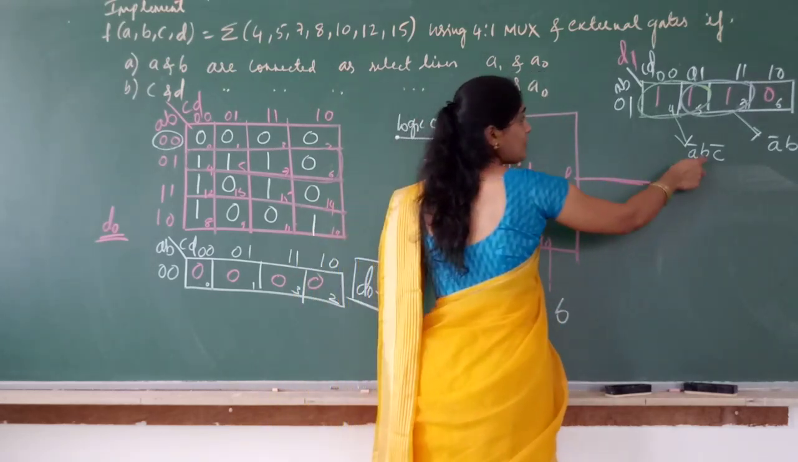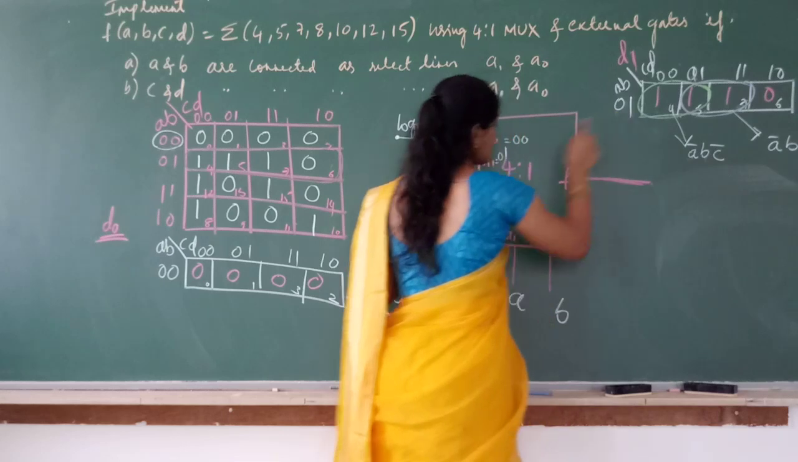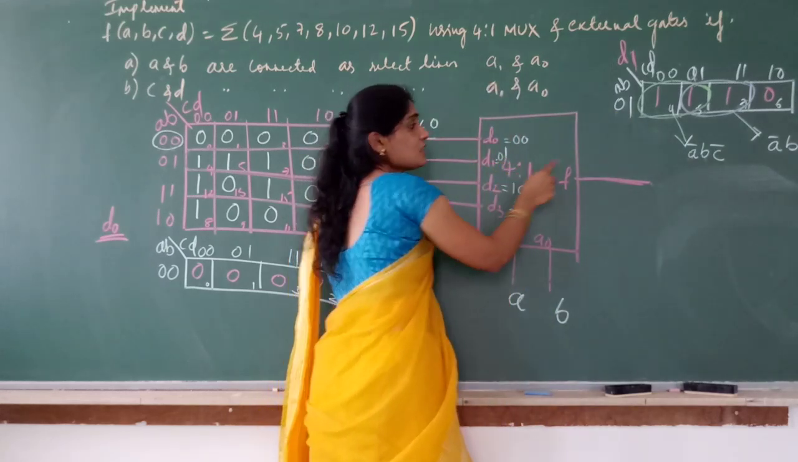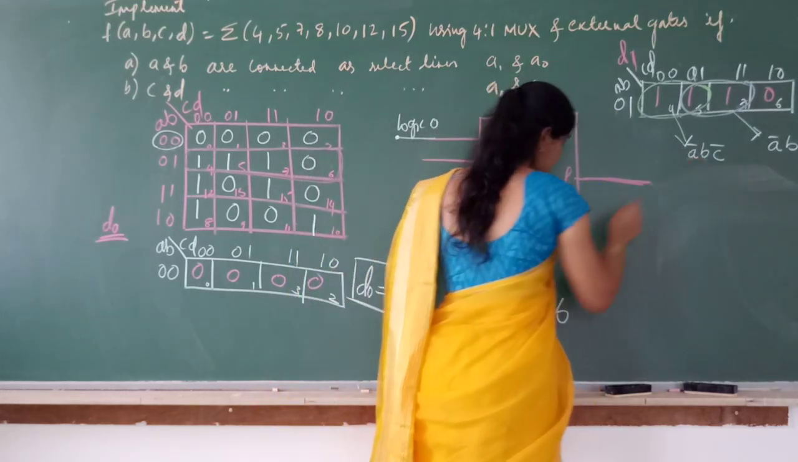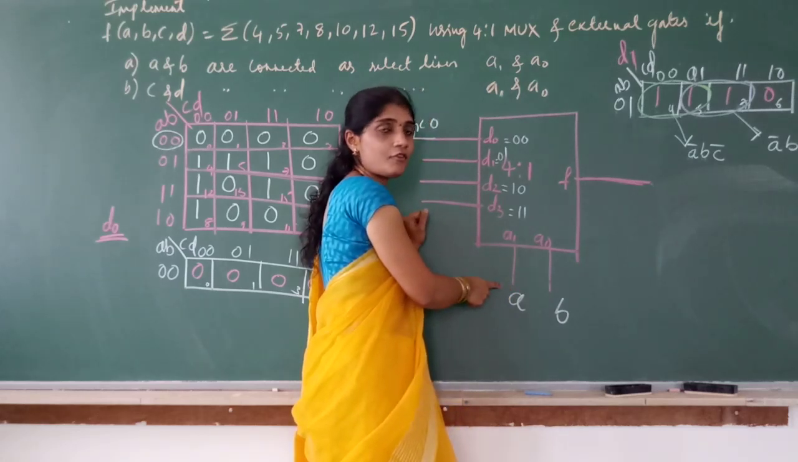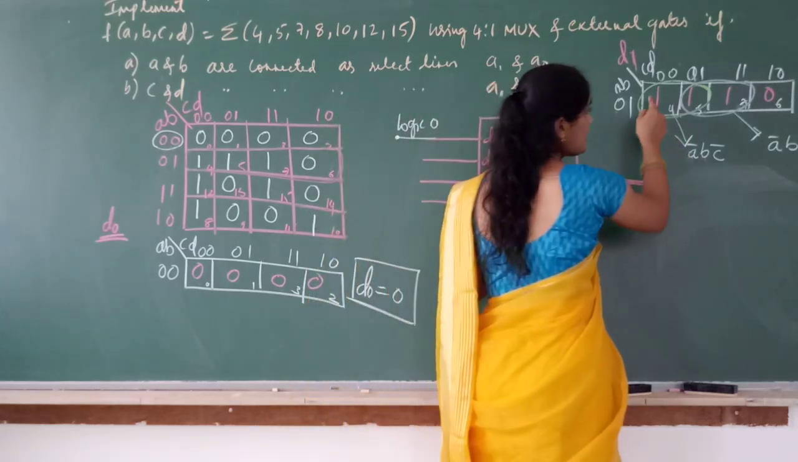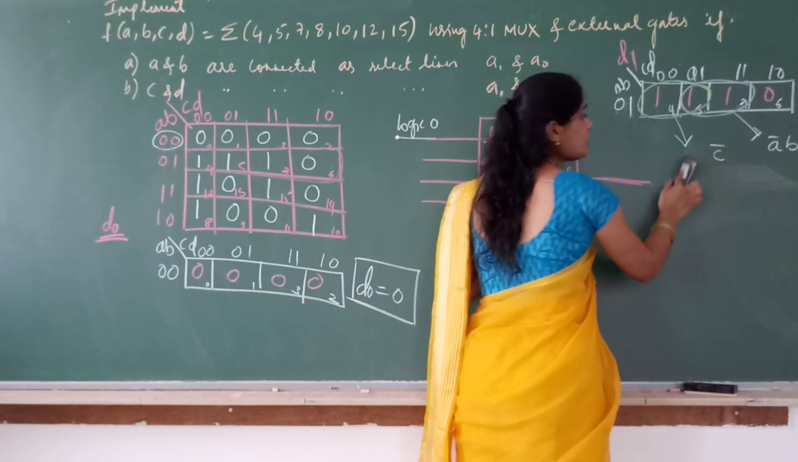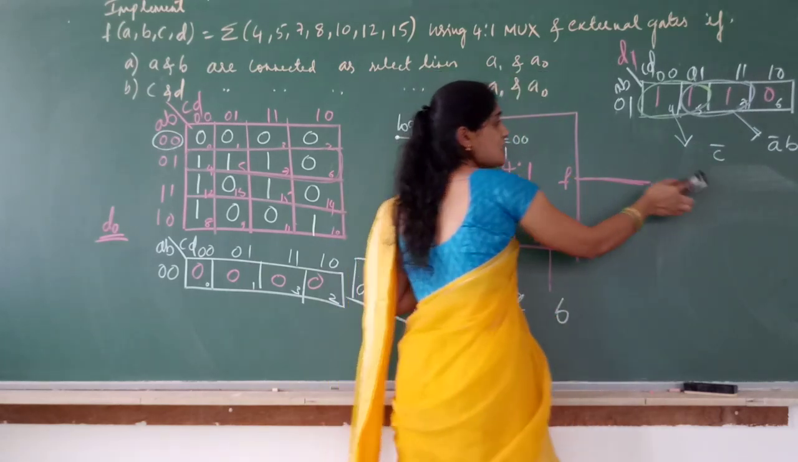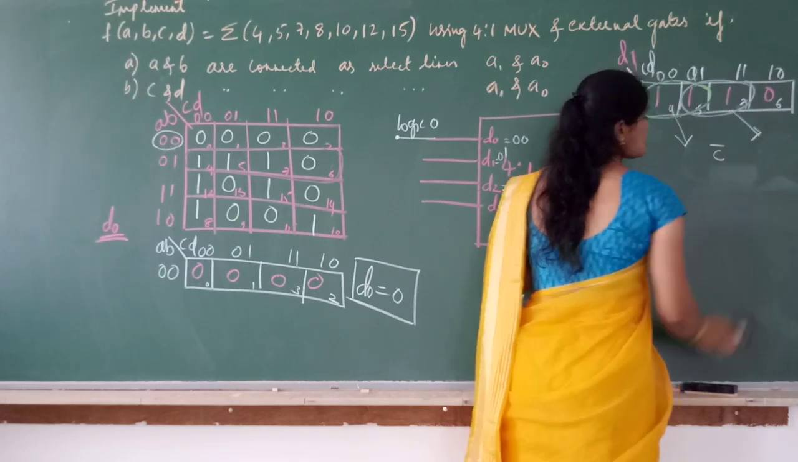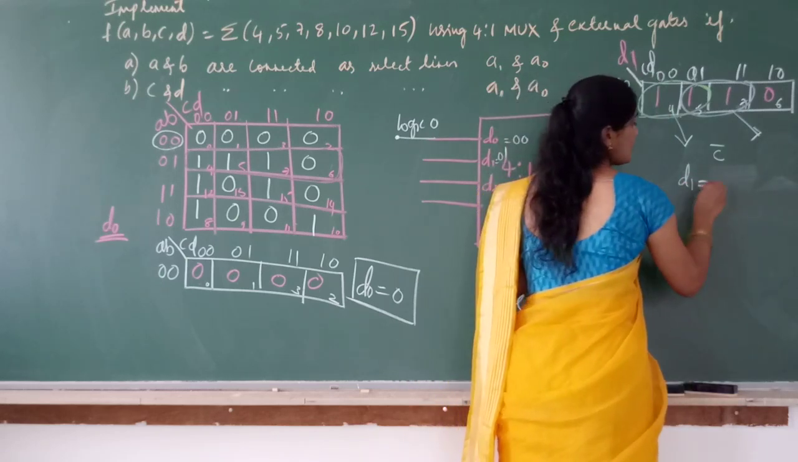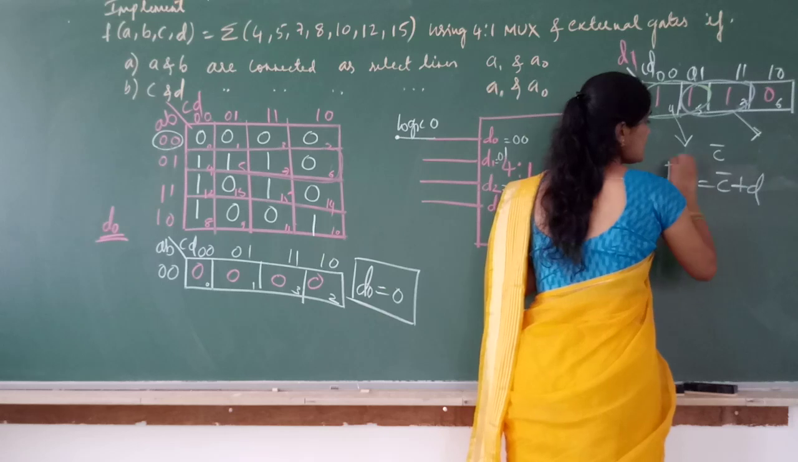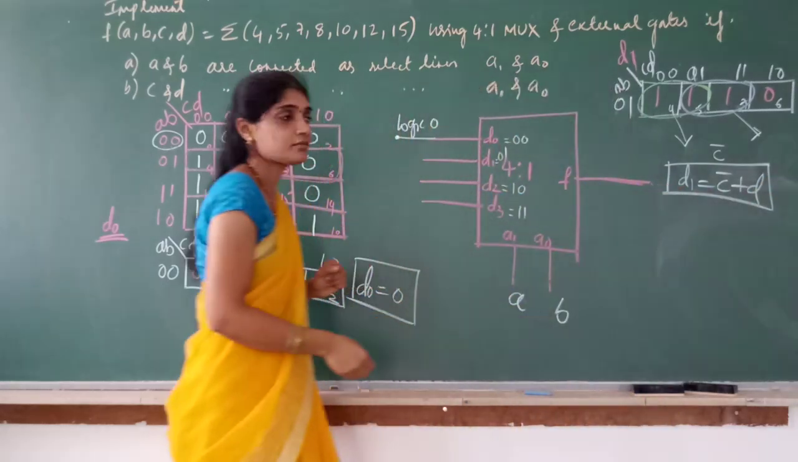You are getting A bar B because we are giving A as 0, B as 1 for D1. That is why you are getting A bar B. Since these inputs are already given to the select lines, these need not be written in the equation. So in the equation, you don't write AB, you write only for C. So it is C bar, here it is D. So what is D1? D1 is equal to C bar plus D.